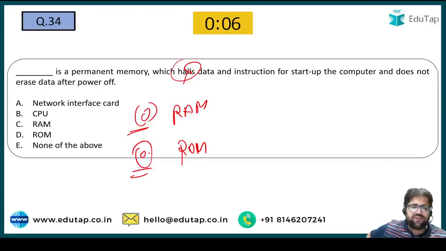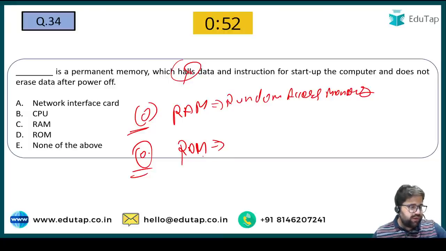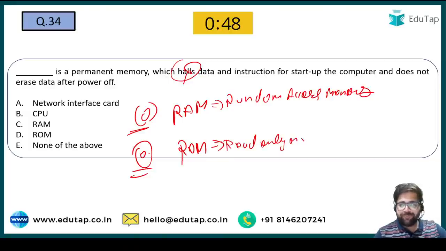What is the full form of RAM? Very fast. Do not take time in such easy questions. Random access memory. Yes, RAM is random access memory. Good. Now, tell me the full form of ROM as well. It's read only memory. Okay.